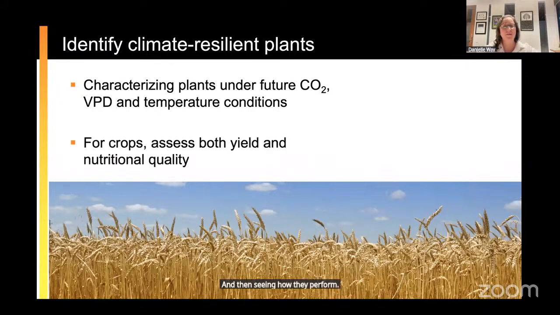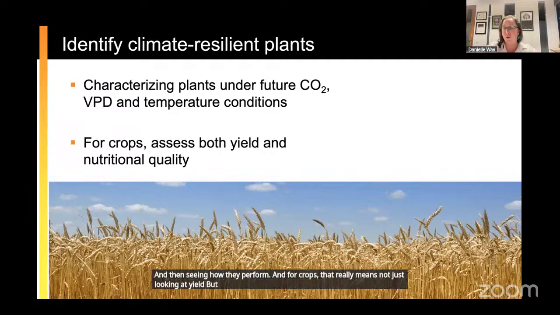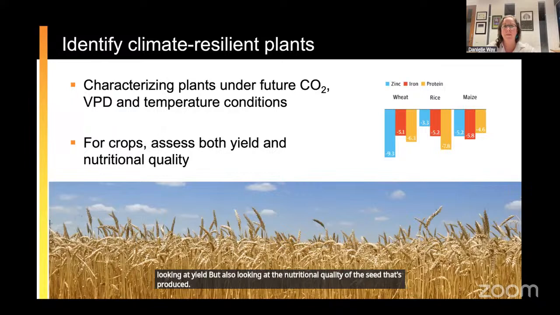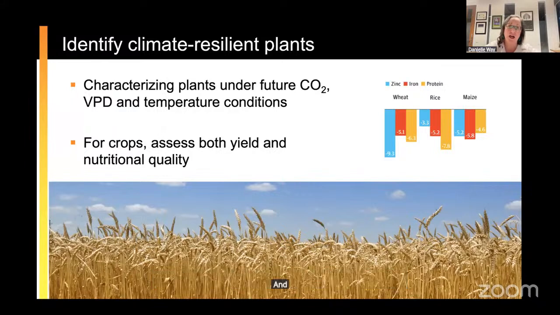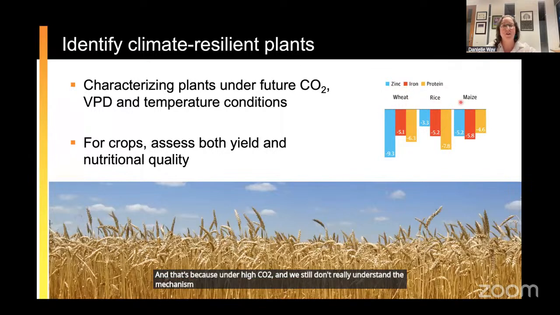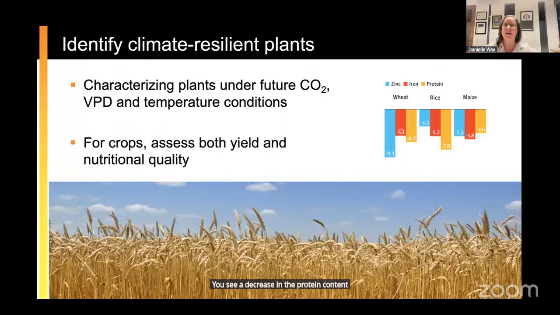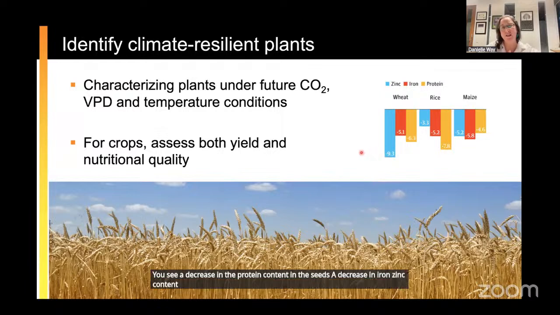And for crops, that really means not just looking at yield, but also looking at the nutritional quality of the seed that's produced. And that's because under high CO2, and we still don't really understand the mechanism, under different crops like wheat, rice, and maize, you see a decrease in the protein content in the seeds, a decrease in iron, zinc content, and other micronutrients that are all suppressed, making the seed less nutritious.